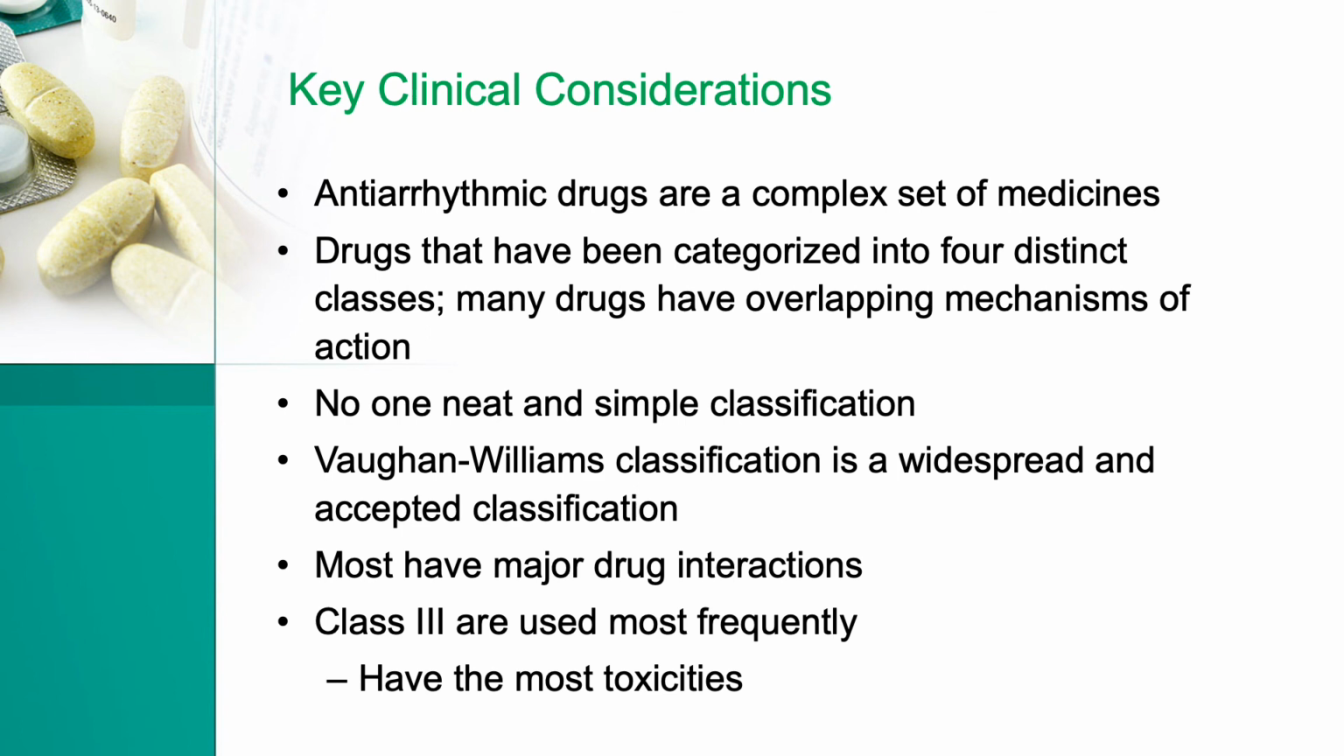Antiarrhythmic drugs are a complex set of medications. Drugs have been categorized into 4 distinct classes. Many drugs have overlapping mechanisms of action. There is no one neat and simple classification, but the Vaughan Williams classification is widespread and accepted. Most have major, and I repeat, major drug interactions. Class 3 are used most frequently, but have the most toxicities.